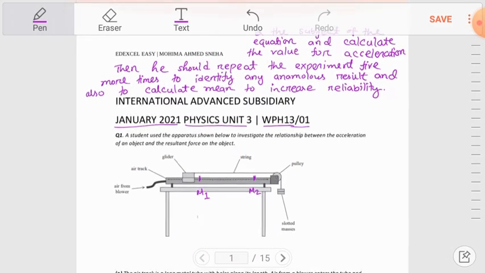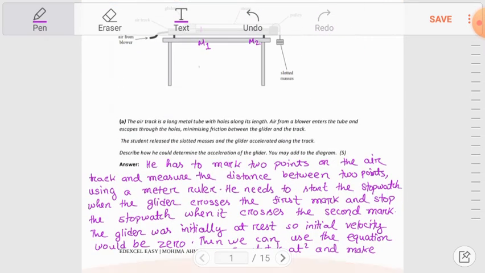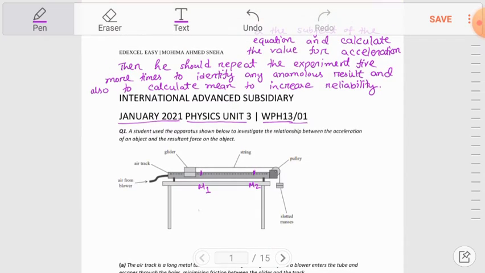So with this, our part A ends. I hope part A was clear. I will obviously provide the question papers on my Facebook page. So I'm moving to question number 2.